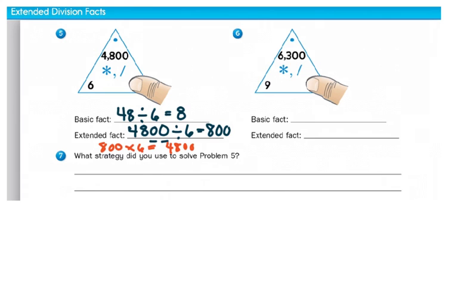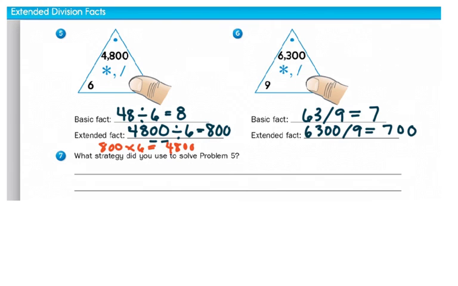Number 6, the basic fact is 63 divided by 9 equals 7. Let's extend the dividend to 6,300 divided by 9, and you get 700.